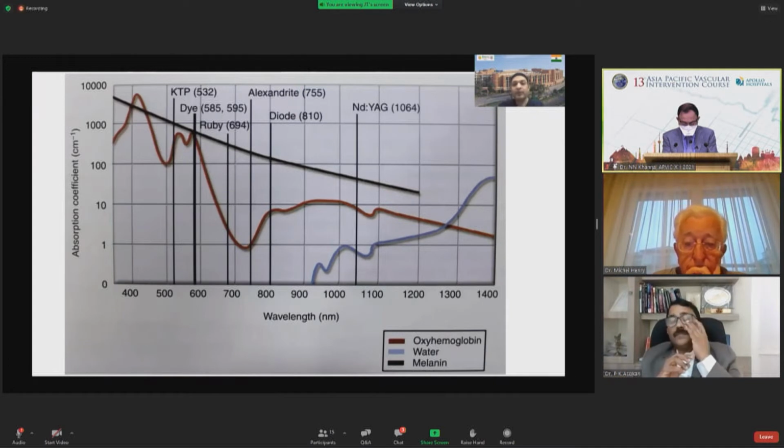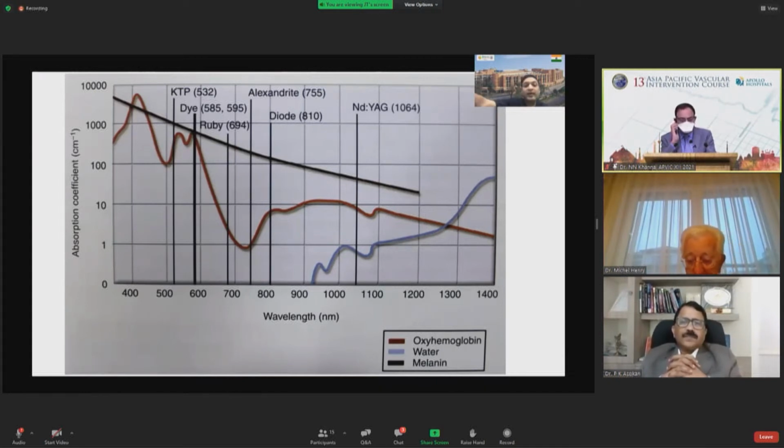Like in this example, melanin, where you can see the black line, has the highest affinity for KTP, and the lowest as you go down for the Nd:YAG. When you look at the water molecule, the absorption coefficient starts from 1064 and keeps on going up. So that's why you have to understand the affinity is very different.